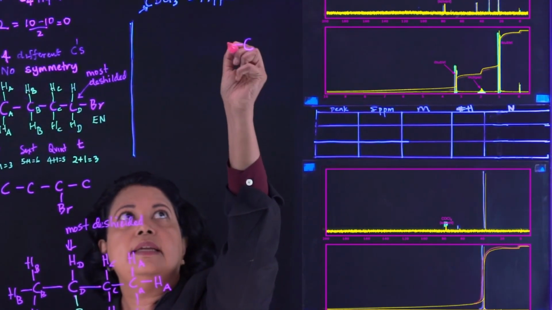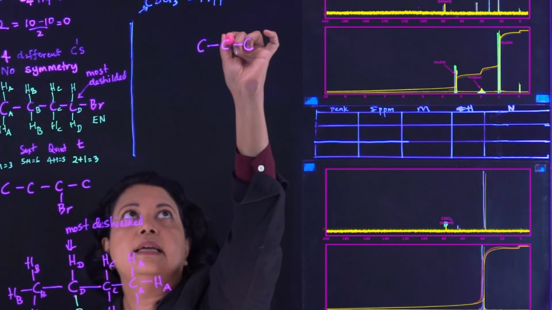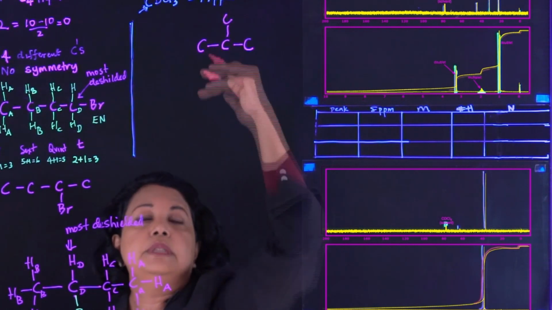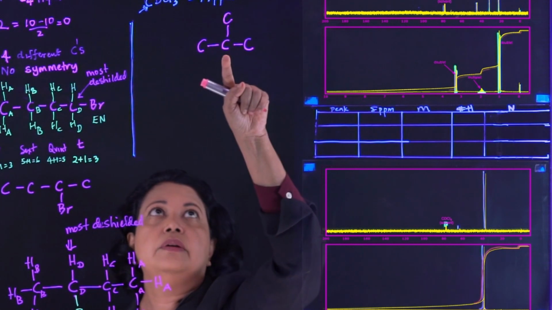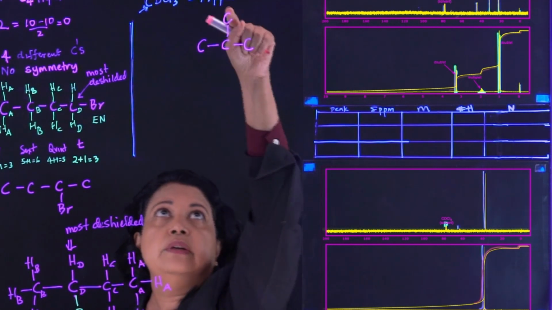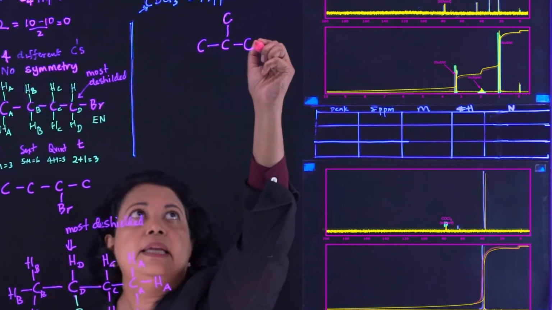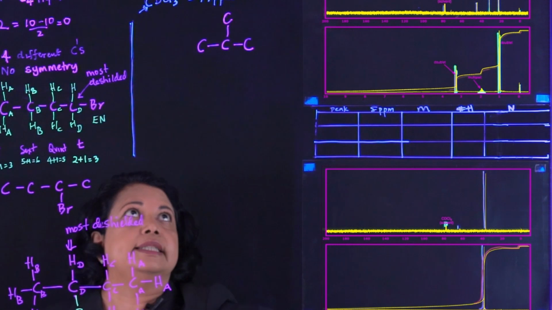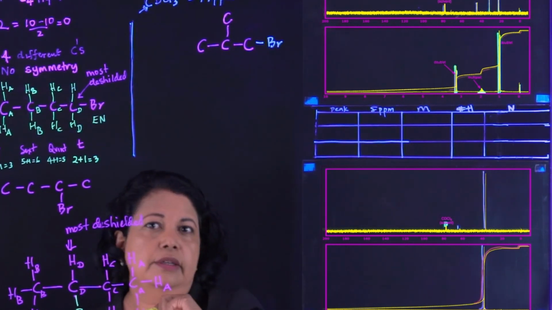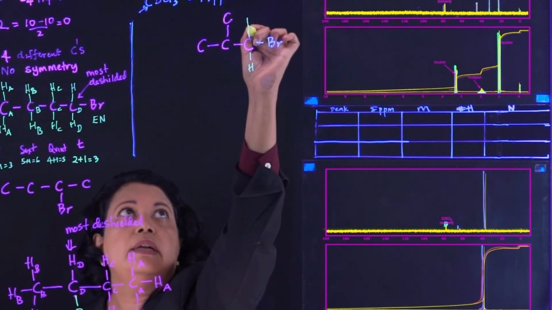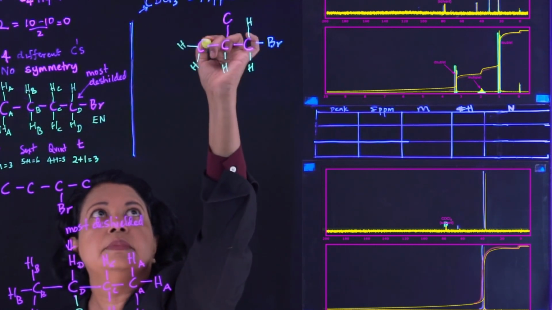So here's your C, C, C, and now you're going to put a carbon here. As you can see, there is some symmetry here. Well, you can put your bromine here or here. Putting your bromine here, here, or here would be the same. So let's put your bromine here to start with. And let's see what we can get. Let's put our hydrogens here, and then we will label these according to your NMR.